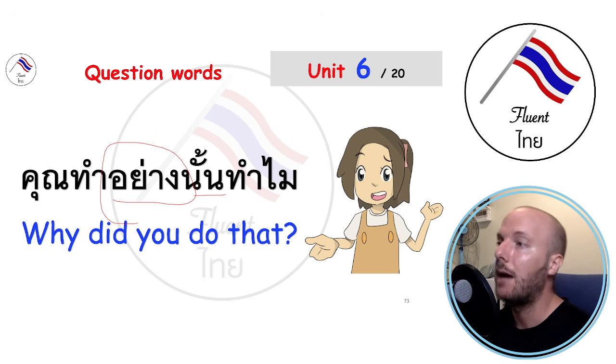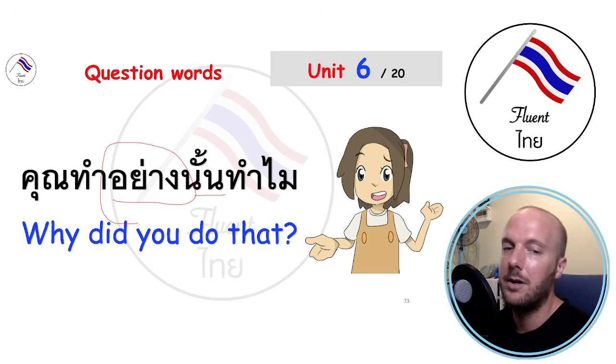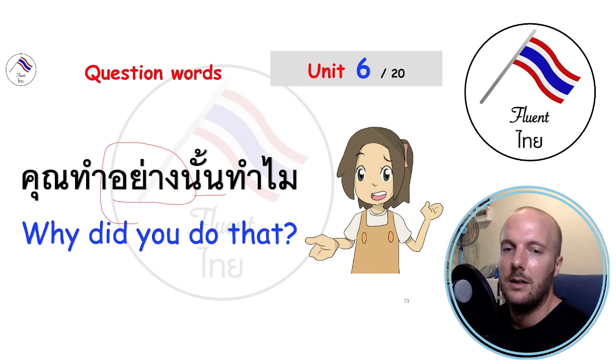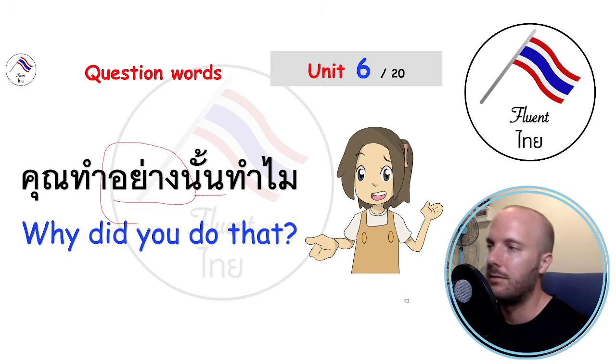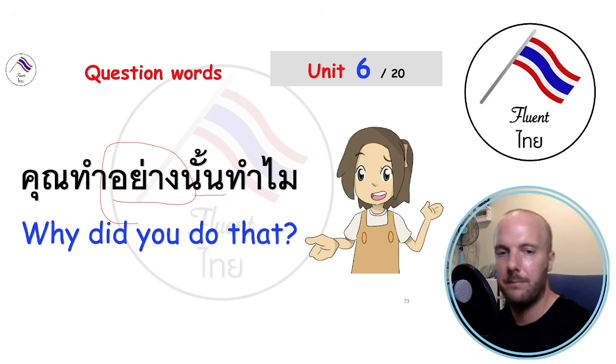Do it like this, ทำอย่างนี้. Do it like that, ทำอย่างนั้น. Okay, so อย่างนี้ อย่างนั้น is a very good phrase to remember. Like this, like that, as a demonstrative kind of instruction, right? Like this, like that. Okay.